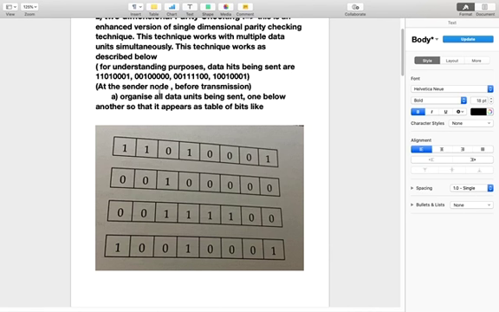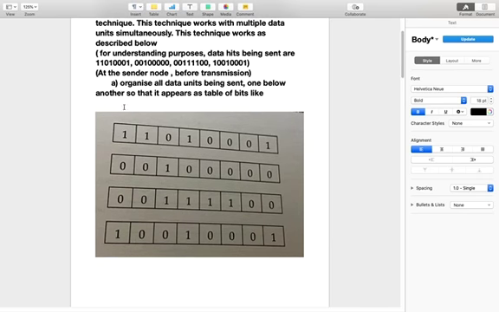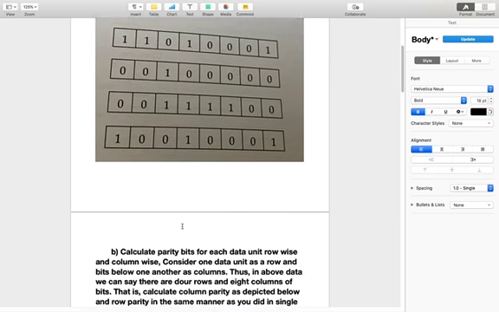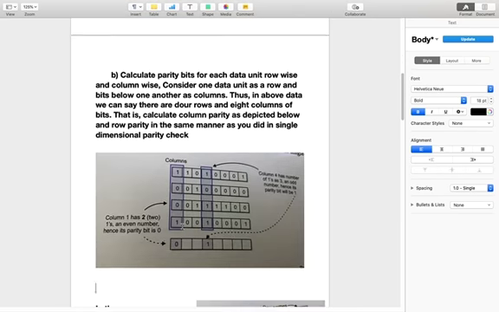So when the sender is sending the data, what is done before the transmission? First, organize all the data units being sent one below another so that they appear as a table of bits. So first we arrange all these four units in this form. After this, in the second step, we calculate parity bits for each data unit, row wise and column wise.